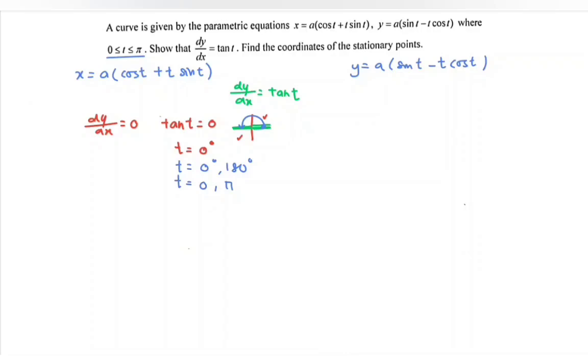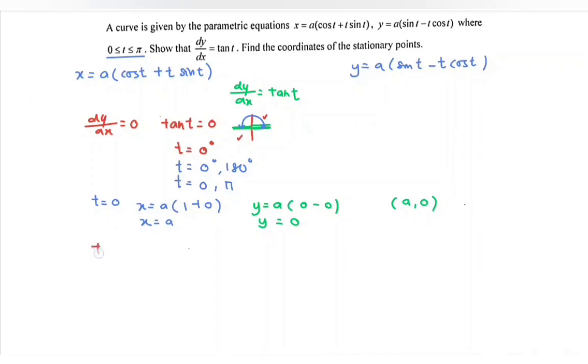When t is equal to 0, automatically x is equal to a bracket, we have cos 0. Cos 0 is 1, and if t is equal to 0, then here we have 0. So x will be equal to a. For the y, if t is equal to 0, here we will have a bracket, sine 0 is 0, and then if t is also 0, then we will have negative 0 as well. So y will be equal to 0. So the coordinates of the stationary point will be (a, 0).